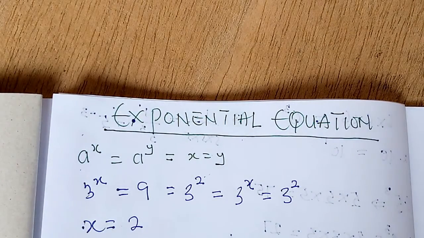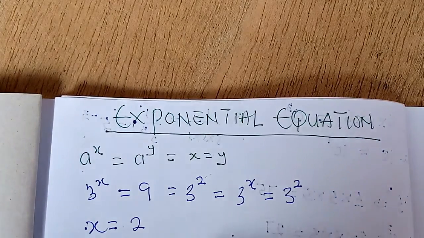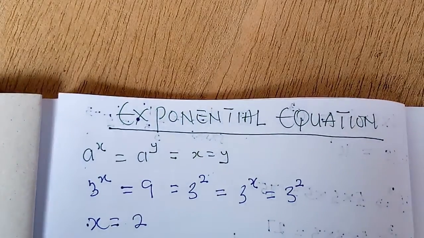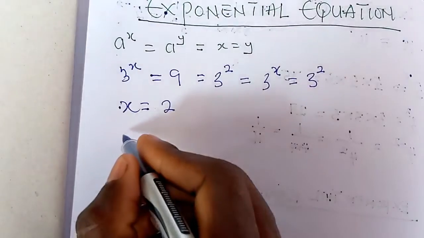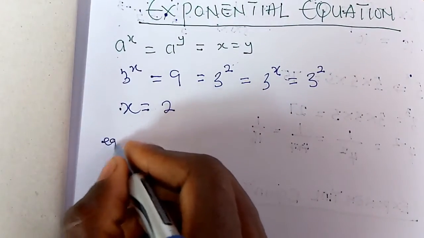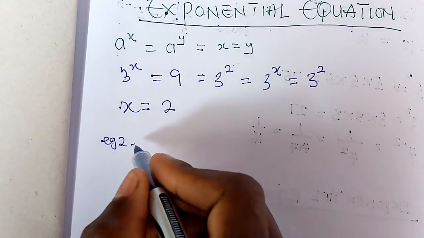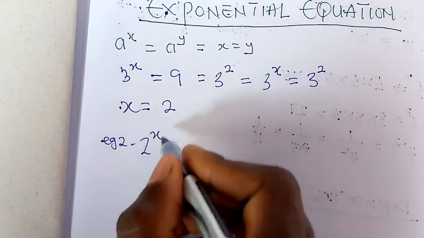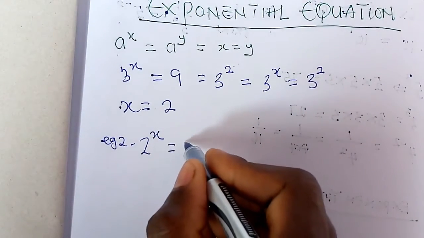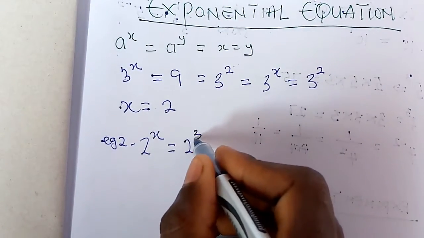Always, as I've said earlier, make sure that the bases are the same. They should have a common base on the right-hand side and the left-hand side. The bases should be the same before you can equate the exponents. Let's take example 2, and it's 2 raised to the power x is equal to 2 raised to the power 3.